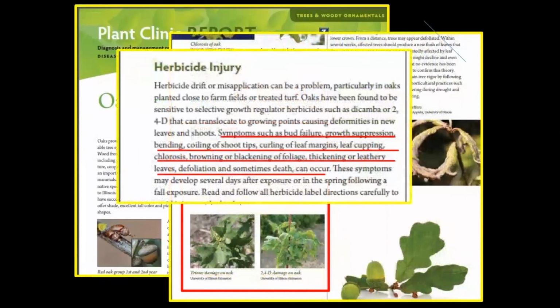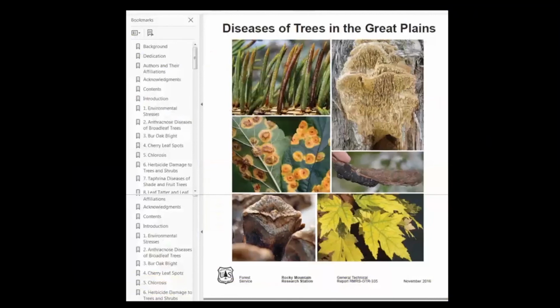Okay. A second and really good source of information, you may want to consult these and just read about this on your own, is Diseases of Trees in the Great Plains. It's a U.S. Forest Service publication. It's very recent, released in November 2016, from the Rocky Mountain Research Station of the U.S. Forest Service. And there's a whole chapter on herbicide damage to trees and shrubs. In fact, there are 2 chapters that relate to herbicide damage that you may observe in trees and woody plants.